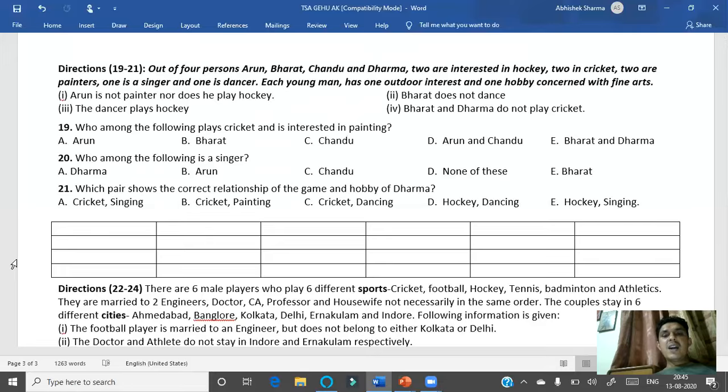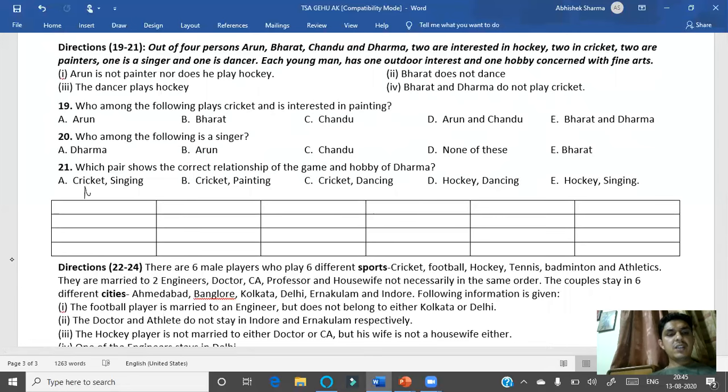Each young man has one outdoor interest and one hobby concerned with fine arts, right? Thereafter, if we check for the available statements, none of the words like name of the days or name of the month is given. So we can simply mark the leftmost column as the master column. So we can write name as the master column, and as a master column, we can just simply write the name as given in the question.